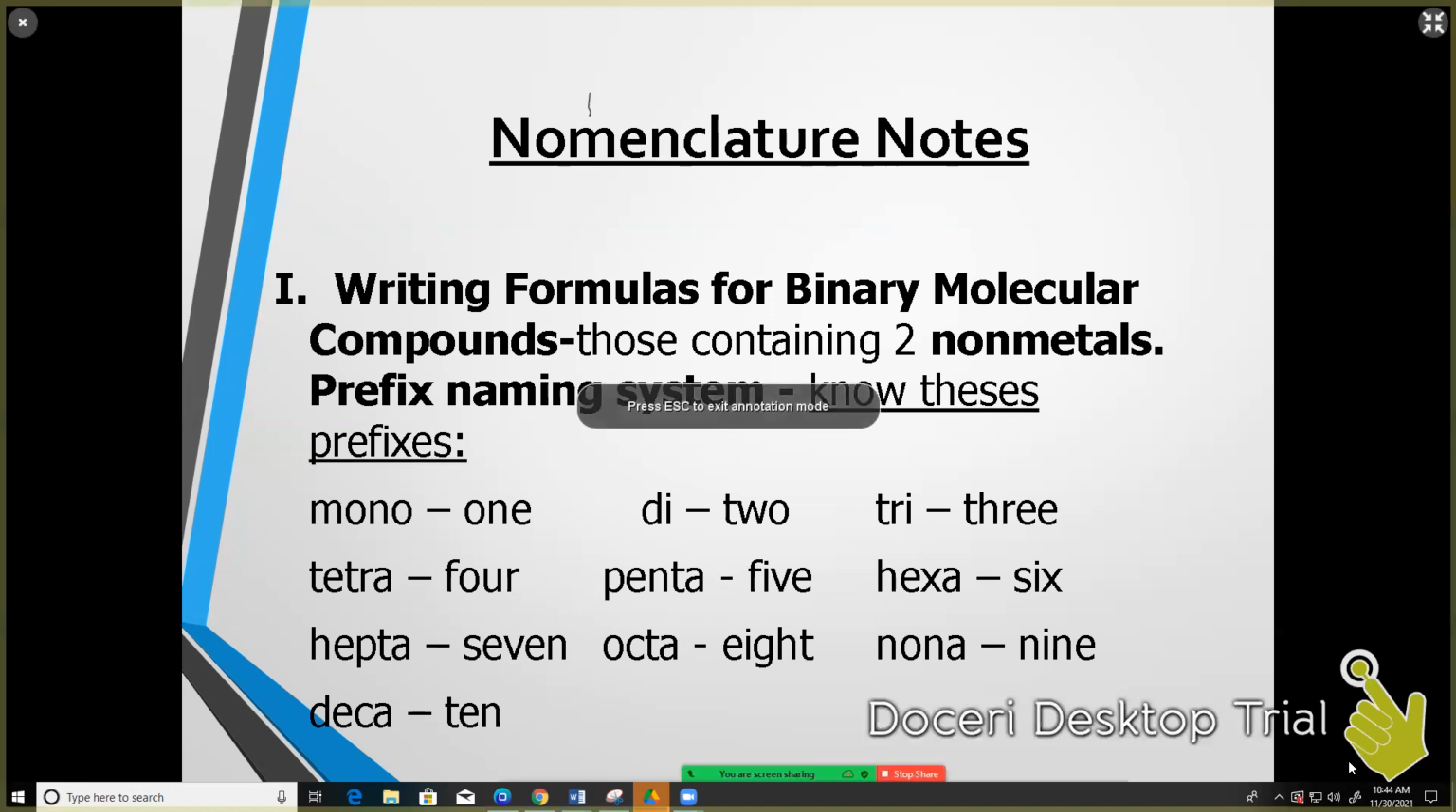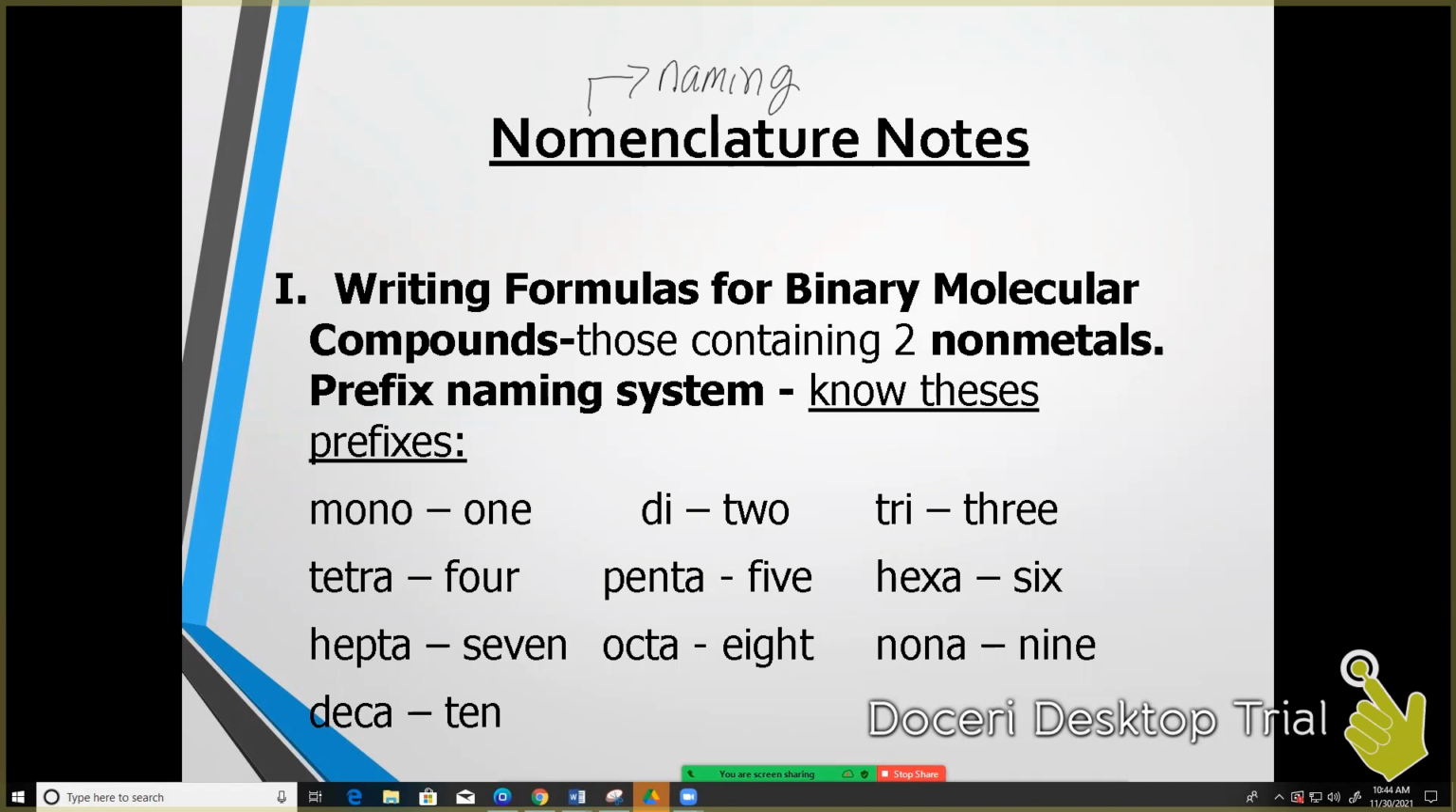So nomenclature means naming. Most of this unit is about naming compounds if you have the formula, or, if you have the name, being able to write the formula. There are a couple of other things we cover, but that's the majority of it.